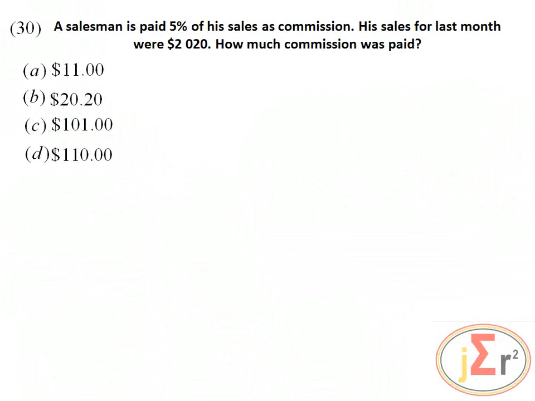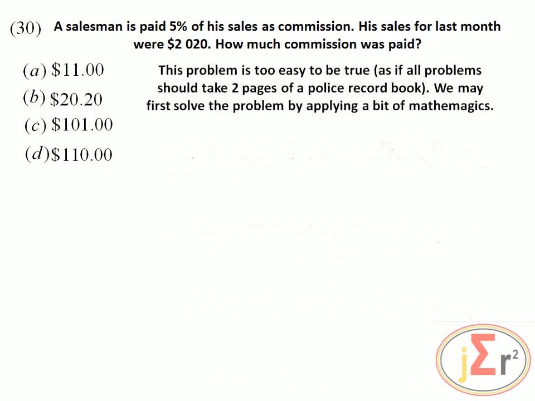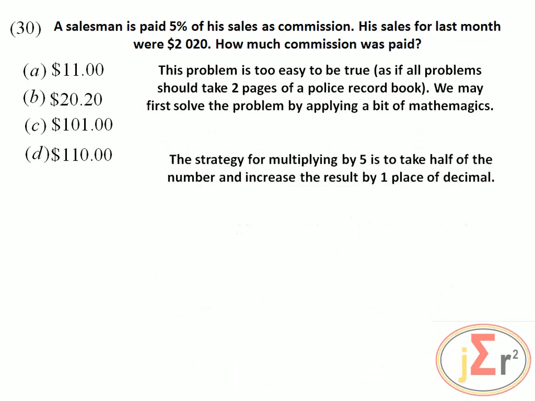A salesman is paid 5% of his sales as commission. His sales for last month were $2,020. How much commission was paid? This problem is too easy. We may first solve the problem by applying a bit of mathematics.